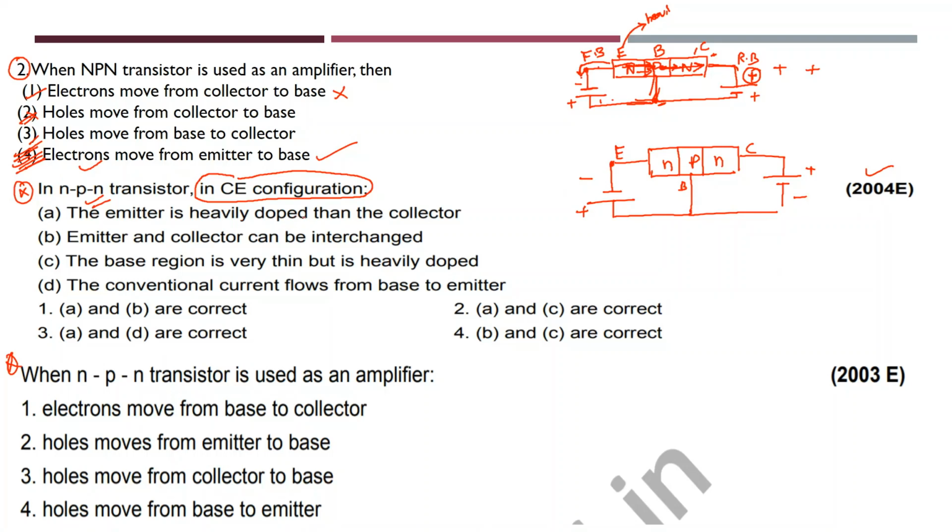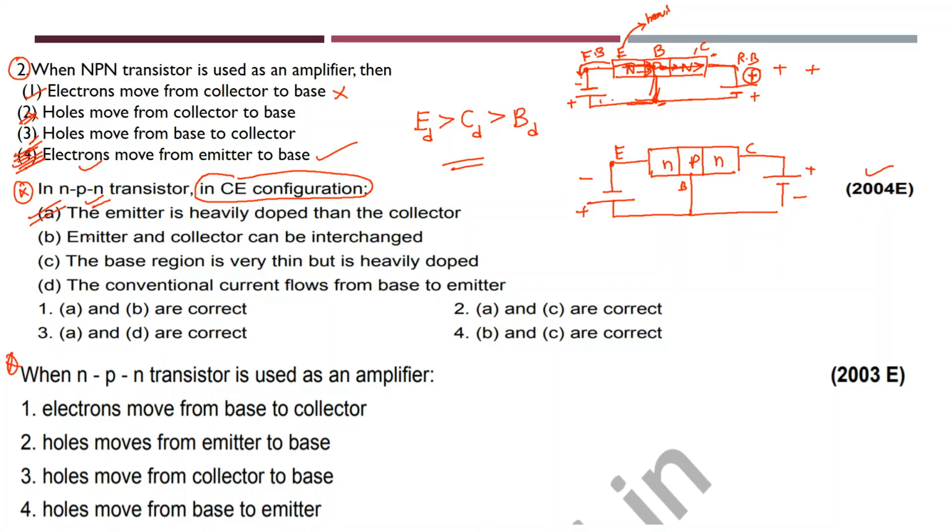Emitter is heavily doped than collector. Yes, emitter region is heavily doped. With respect to doping, emitter is very much highly doped compared to collector doping, and collector doping is very much high when compared to base doping. I hope you remember this condition. So first option is right. Emitter is heavily doped than collector.